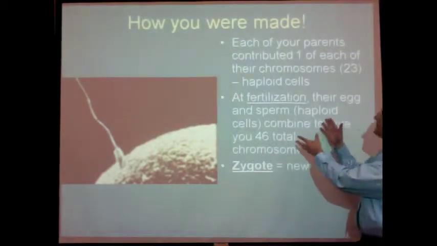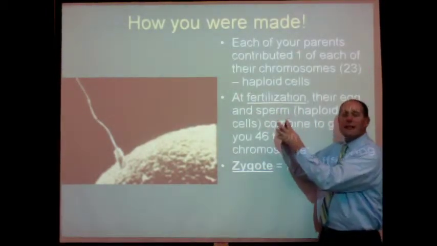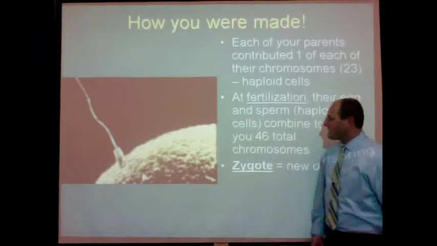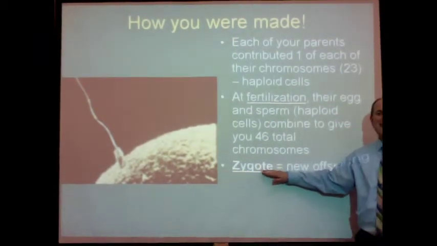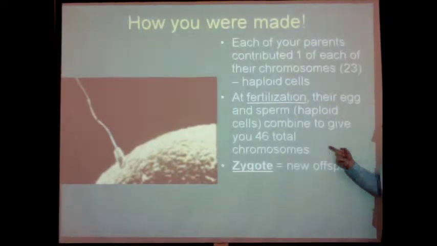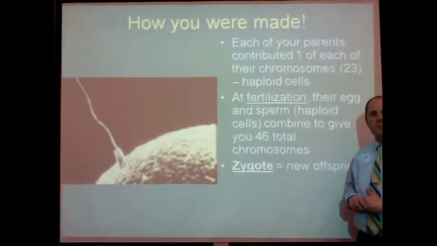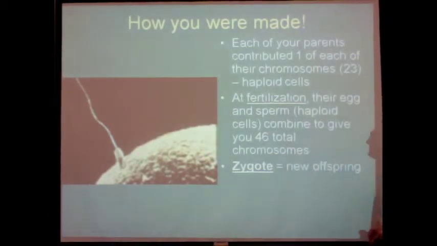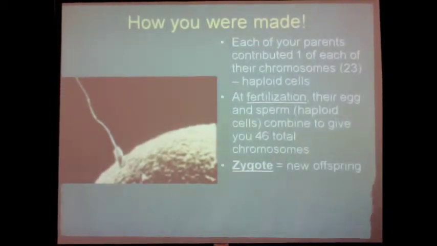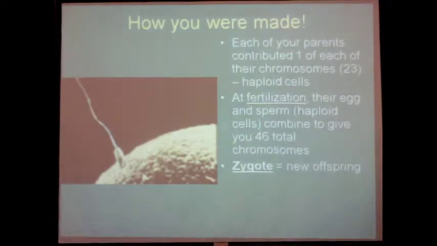Once we have an egg and a sperm combining together to make those 46 total chromosomes, we have a new cell type. And this cell type is called a zygote. And that is the beginning of the new offspring. You were a zygote, which was one cell with 46 total chromosomes inside of that one cell.